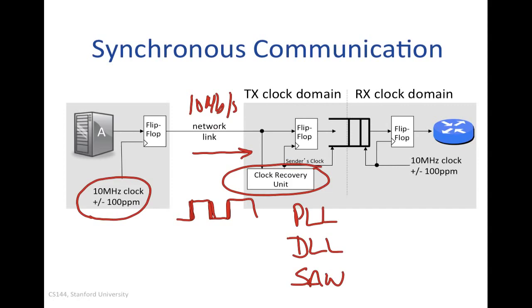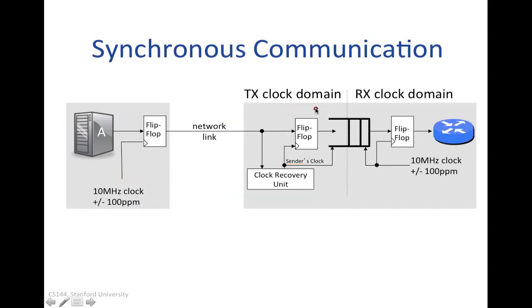Let's go on and see what the other pieces are here. So there's a flip-flop that's used at the receiver in order to clock that data in. And you can see that, let me just redraw that. Here's the flip-flop, and it's being clocked using the sender's clock. So in other words, we've figured out what this clock was in the clock recovery unit, and we're using that to clock here.